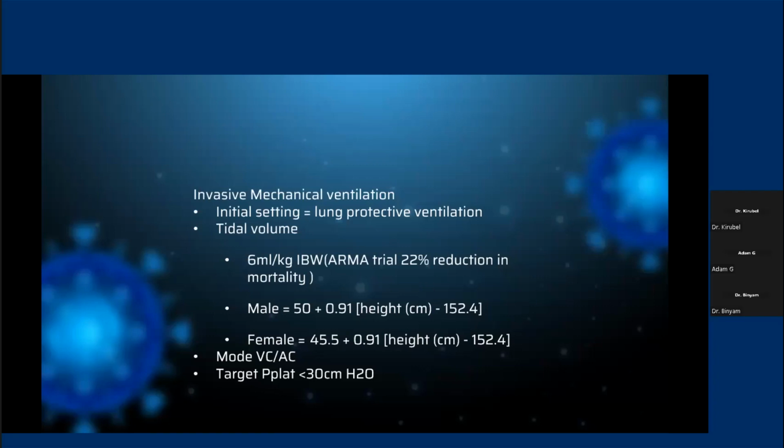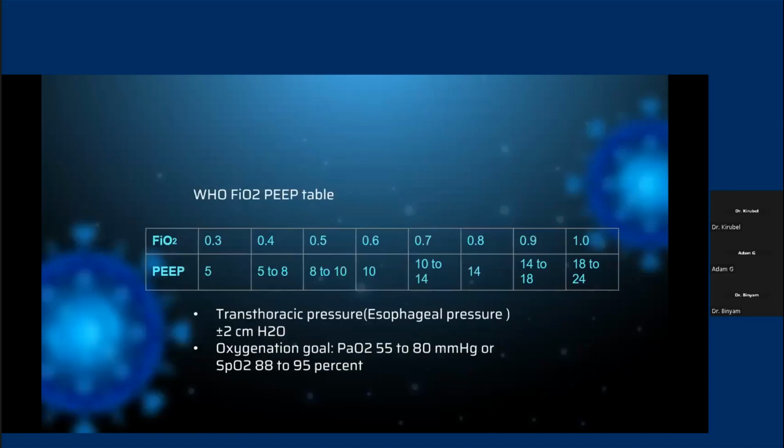Okay, and the next thing to set is the target plateau pressure. It should be less than 30 centimeters of water. The next step will be setting the PEEP, right? This is a WHO recommended FiO2 PEEP table. You can use this table to adjust your PEEP and FiO2, and accordingly you can escalate. You can start from the smaller ones and escalate accordingly. This is especially for resource limited setups. This is the perfect option. You can start with small PEEP and increase according to the patient's requirement.